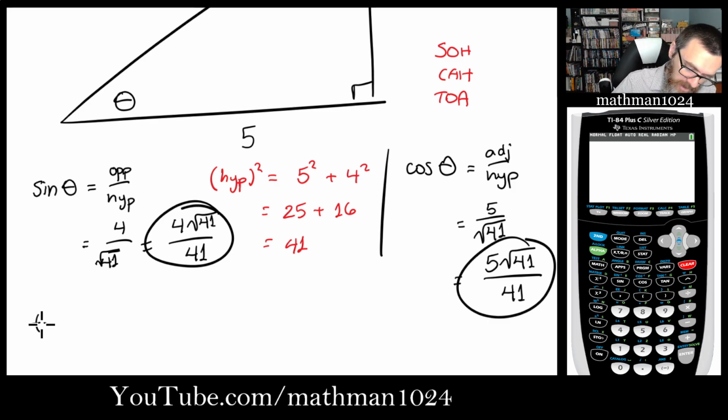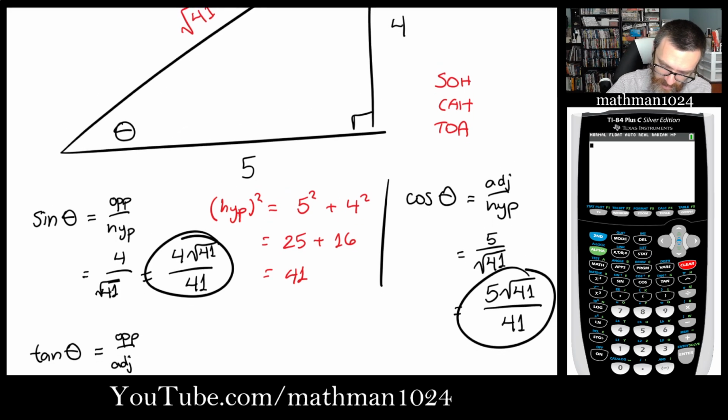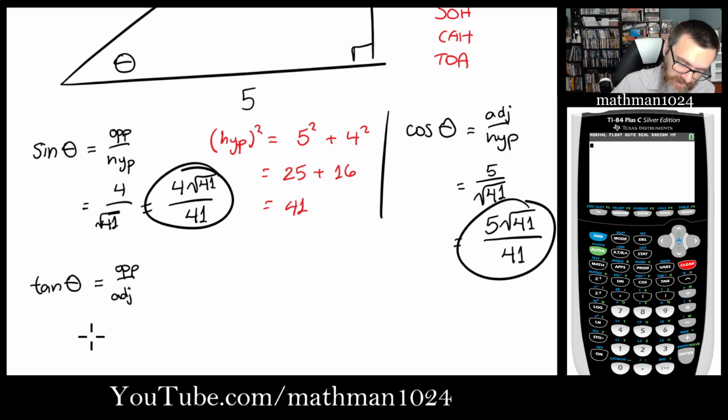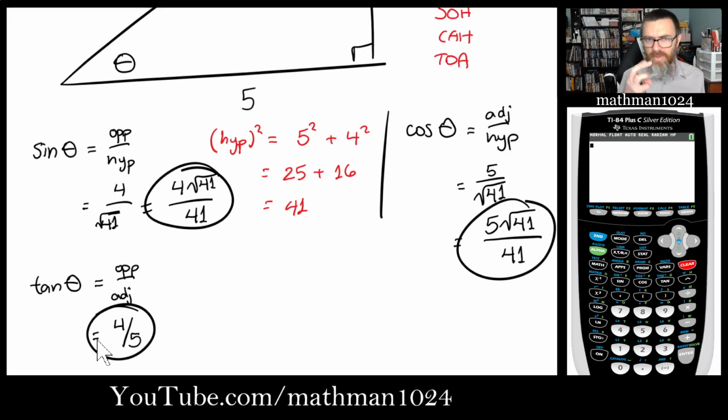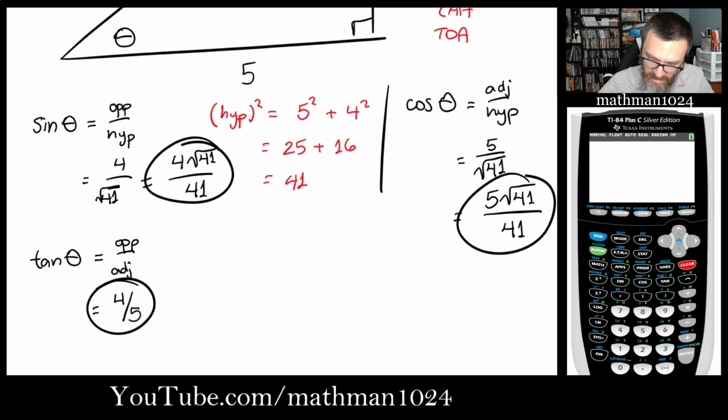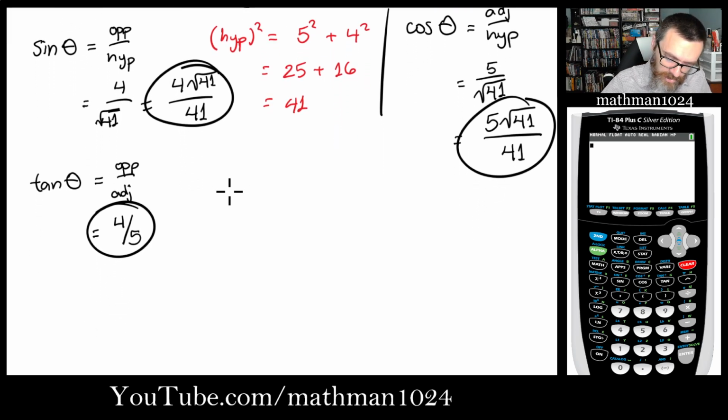All right. Next, let's find tangent. SOHCAHTOA. O and A, that's opposite over adjacent. So in my diagram, I see the opposite is 4, adjacent is 5. This is one of the easiest things we've ever done. It's just 4 over 5. All right, so far so good. But we still have 3 other values to find. So I'm going to scroll this down a little bit. We still need to find what is the cosecant, the secant, and the cotangent.